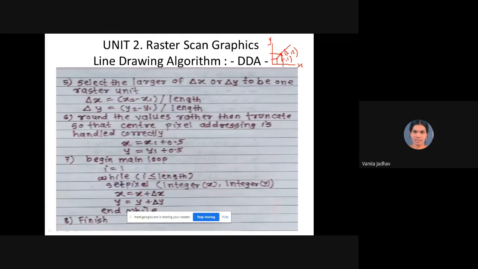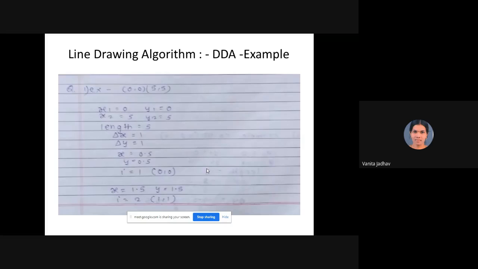So now we'll see this algorithm with the help of an example. Okay, so now listen carefully to understand the algorithm, then I will tell you to write. For example, we'll take a simple example.